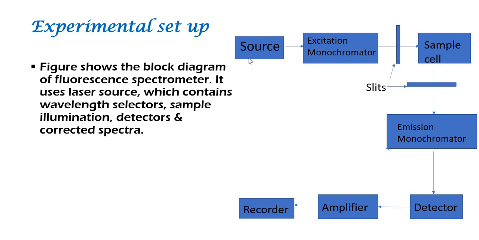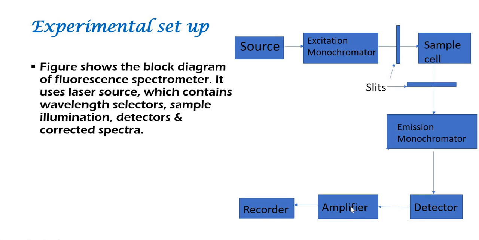So this is the block diagram of the PL spectrometer or spectrofluorometer. This is the source, this is the excitation monochromator, this is the sample cell, these both are the slits, this is the emission monochromator. The basic function of a monochromator is to pass a single wavelength.